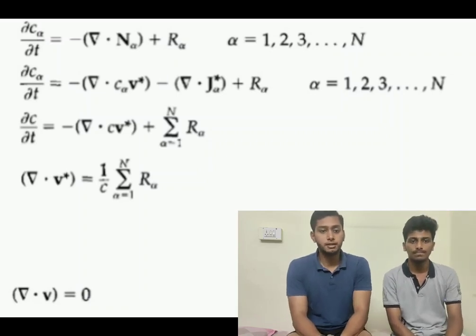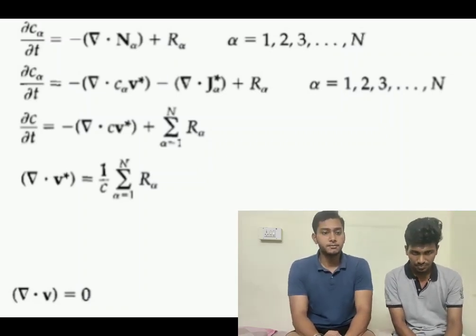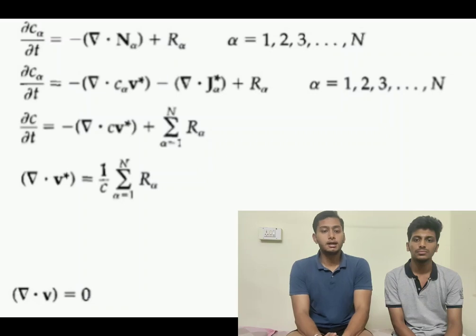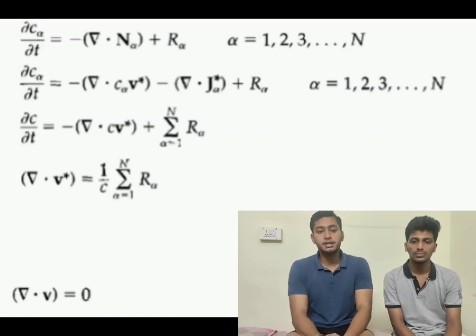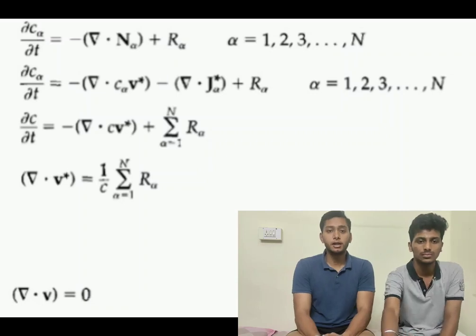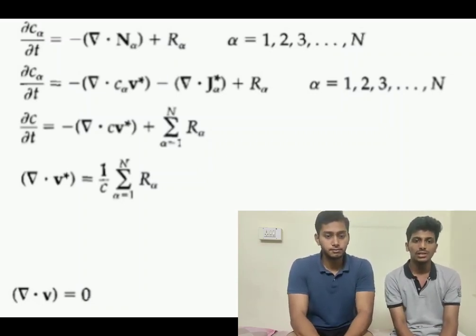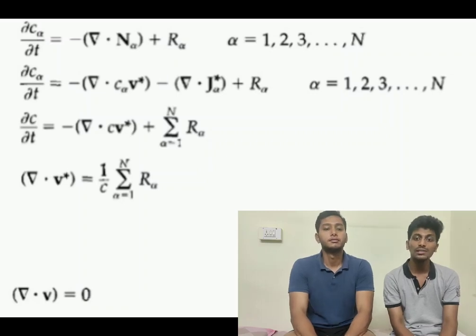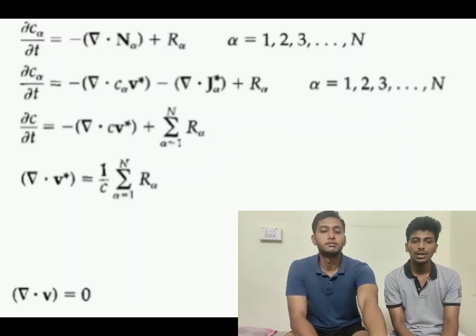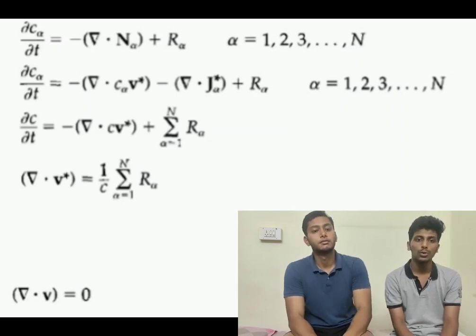Now we'll break down the terms. First is the accumulation term, which is dou C alpha by dou t. This term tells us how the concentration of species alpha changes over time at a fixed location. It represents the local accumulation. Exactly. It's crucial in transient processes like startup, shutdown or pulse injection in a reactor. If there is no accumulation, that is at steady state, this term drops out to zero.